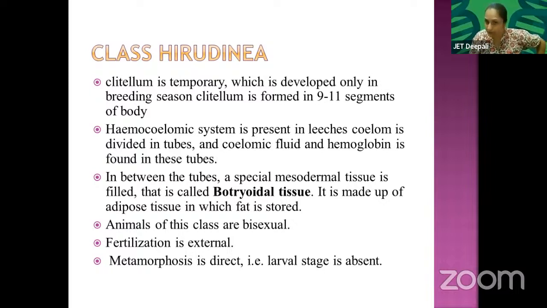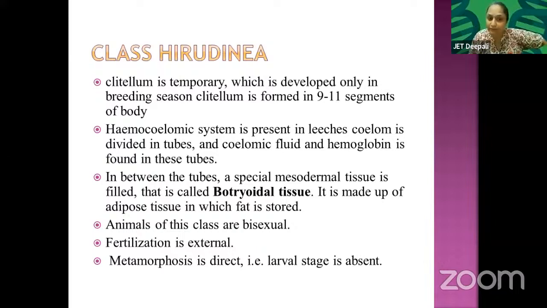So, botryoidal tissue is found in which class of annelids? They can ask: botryoidal tissues are found in arthropods, annelids, mollusks, echinoderms. You have to tick annelids. Or they can ask which class: Hirudinea, Oligochaeta, Polychaeta, or Archiannelida. You have to take Hirudinea. Or they can ask whether botryoidal tissues are found in earthworms, leeches, Nereis, or all of the above. You have to take leeches. Botryoidal tissues are found only in the class Hirudinea of phylum Annelida.